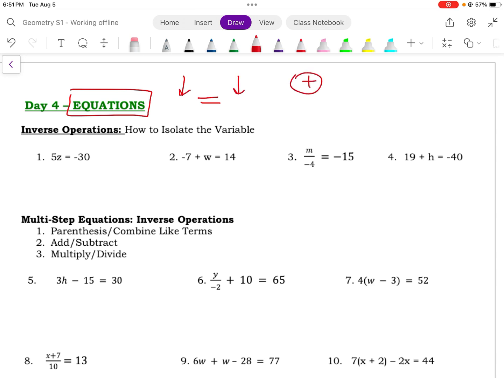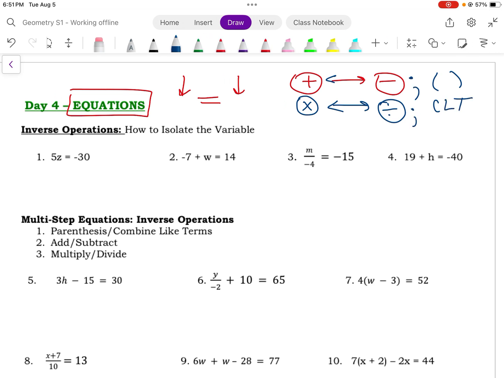If I have a problem with an addition property, the opposite of that is subtraction, okay? And vice versa. The same thing if I have a multiplication problem, the opposite of that is division. Now, when we get into these more intense problems, remember if we have distributive property, we also have combining like terms, okay? So there's some things at play. Again, we've been doing this in algebra, but it's been a while. So let's do a little review, okay?